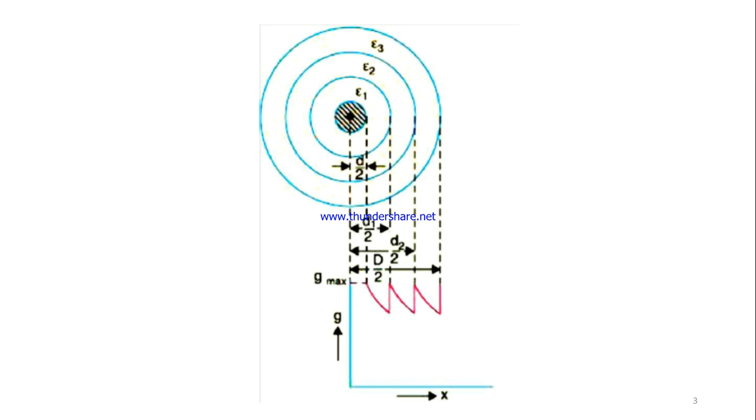Depending upon the distances, the distance from the center of the core to the end of the conductor is d by 2, that is the radius, where d is the diameter. Next, from the core conductor till the surface of the first dielectric, it is d1 by 2. The second one is d2 by 2, and the last one is capital D by 2, which is the total radius of the entire cable. Gmax is the maximum electrostatic stress which may occur. We can see the pink color graph, which is drawn with the stress with respect to the distance.